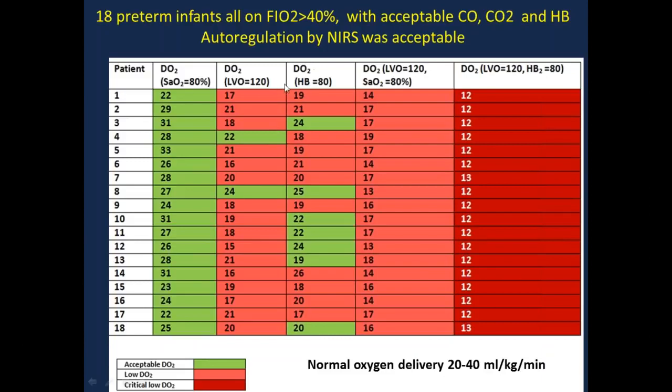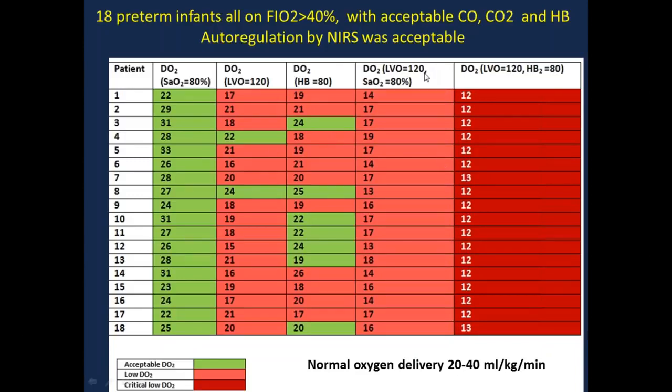Then we changed hemoglobin. We changed it in the equation to be 80, and kept cardiac output the same and saturation the same. There was also a significant change in the oxygen delivery, but the oxygen delivery changed more after we calculated the cardiac output as 120 ml per kg per minute. The impact was much higher than the low hemoglobin.